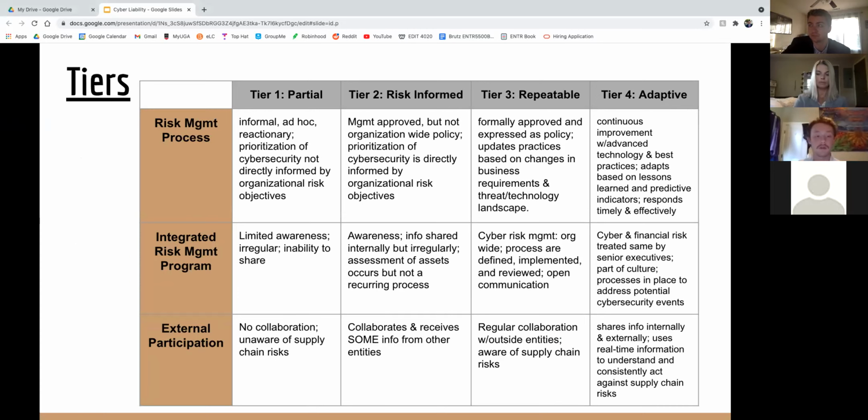Then there's Tier 2 companies. These companies are aware of cyber risk and do implement some safeguards and precautions, but they do not implement these company-wide, causing gaps in their protection. They understand their place in the external environment, but have little resources to use and exchange info very rarely and irregularly.